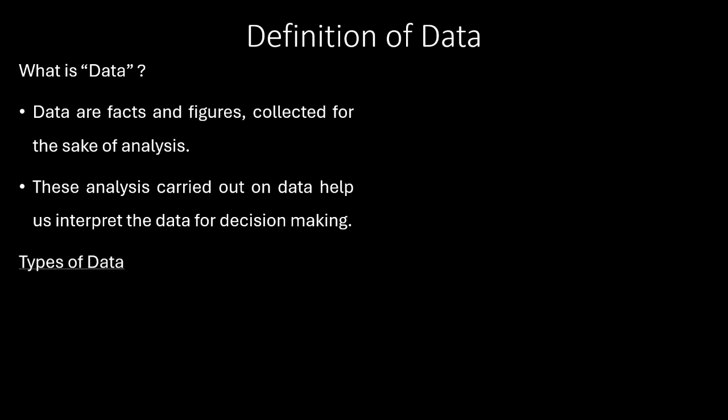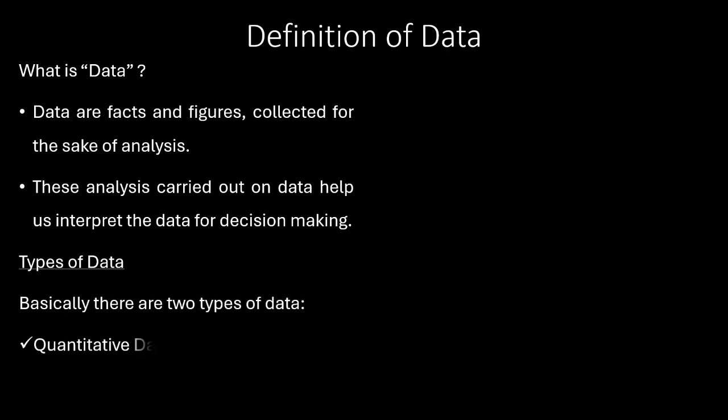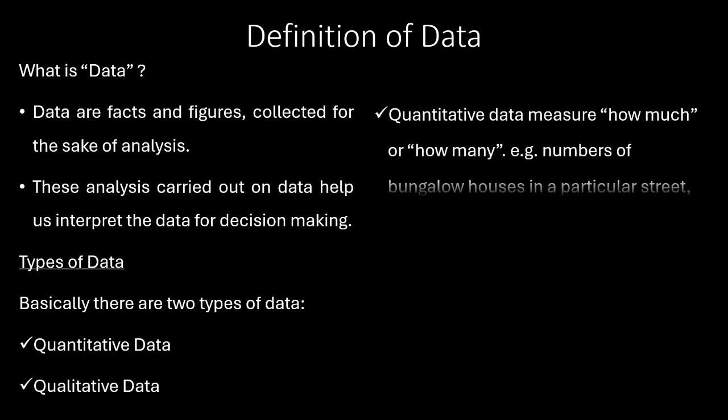Now, we go to types of data. Basically, there are two types of data. The first is quantitative data and the second, qualitative data. By quantitative data, we mean data that measures how much or how many. For example, the number of bungalow houses in a particular street, or how many streets you live per day. These are examples of quantitative data.